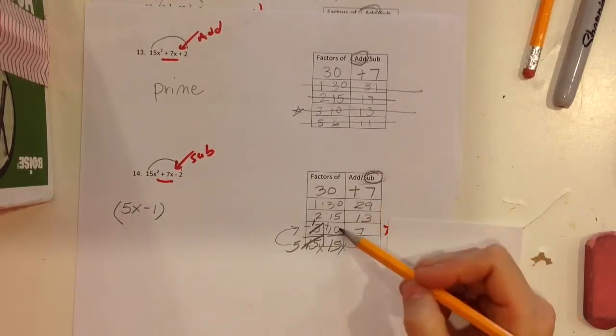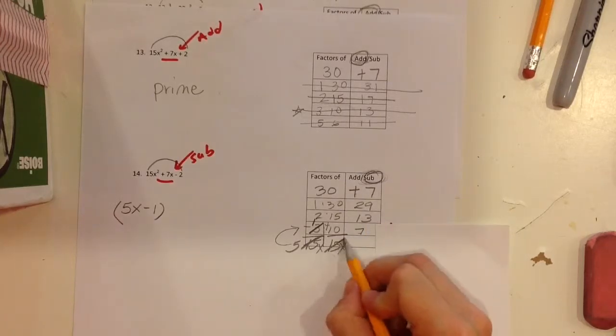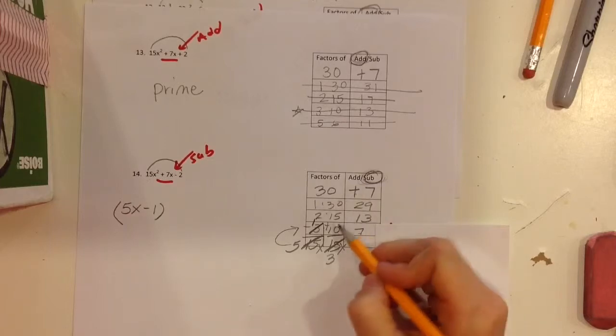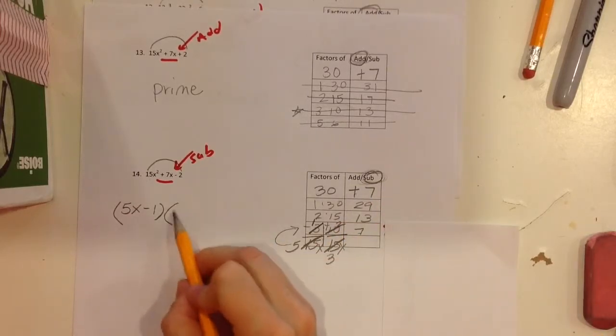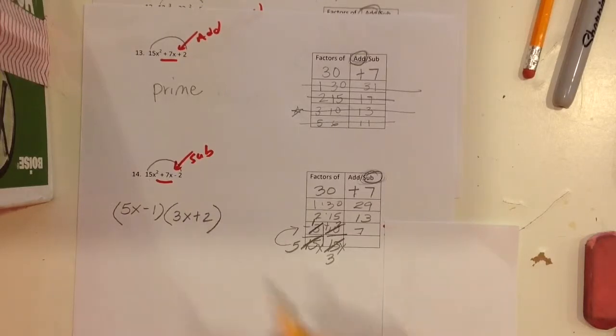So on the next one, when I reduce 10 over 15x, 5 will go into both of those. 5 will go into 15 3 times. 5 will go into 10 2 times. So when I do bottoms up, I have 3x plus 2. And this is in factored form.